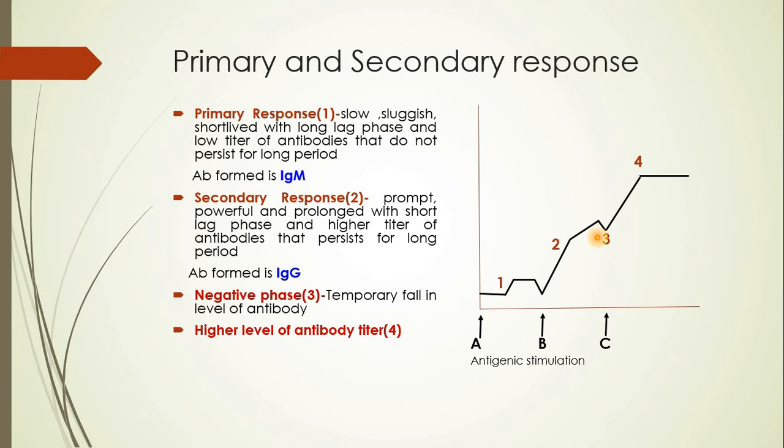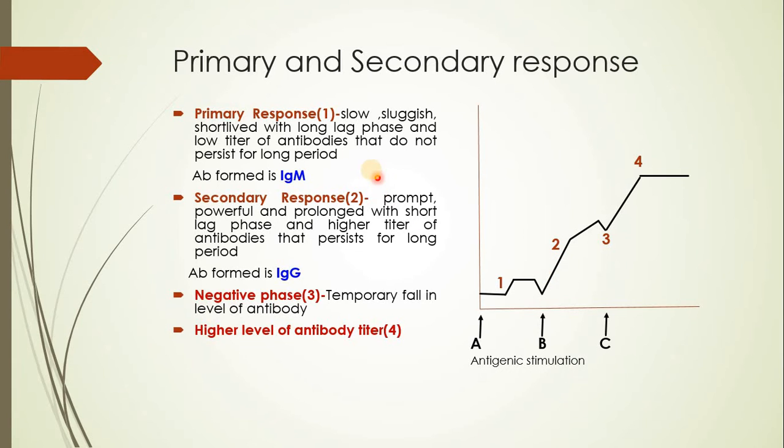Now, to begin with, we can just summarize the two events I have discussed, that is, antibody responses. These antibody responses to initial antigenic stimulation differ both qualitatively as well as quantitatively with the same antigen. This response can be categorized as the primary response and the secondary response. I have already told you the primary response is slow, sluggish or short-lived with a long lag phase; the secondary response is prompt, powerful, prolonged with a short lag phase.